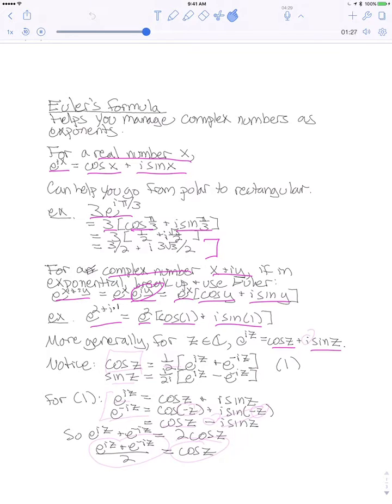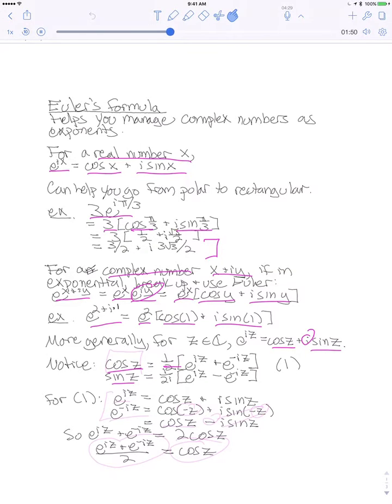And you can notice a few things from applying that formula. Cosine of z is 1/2 (e to the iz plus e to the minus iz). It's a way of canceling out the terms with the i in it. And sine of z is 1 over 2i, (e to the iz minus e to the minus iz). If you want to see this, it's not hard.